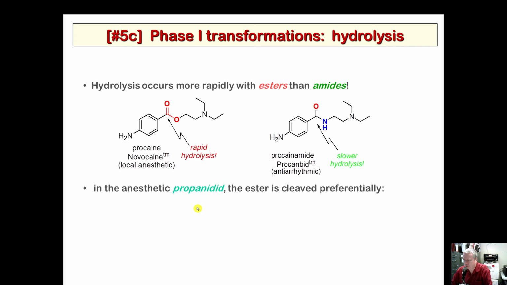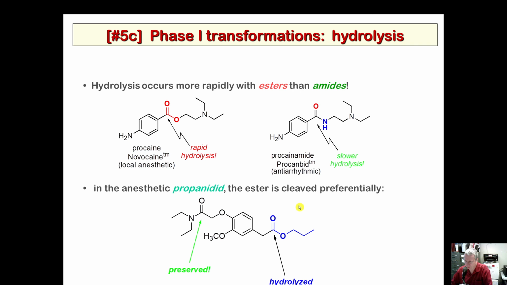And in this anesthetic propanidid, it has an ester and an amide, and the ester is cleaved preferentially, which makes sense because esters are more reactive, so the ester is more readily hydrolyzed. The amide is preserved. Otherwise, the sides of this molecule aren't that different, I guess. This is a little more sterically hindered, but it's really the nitrogen electronics that make it more stable.